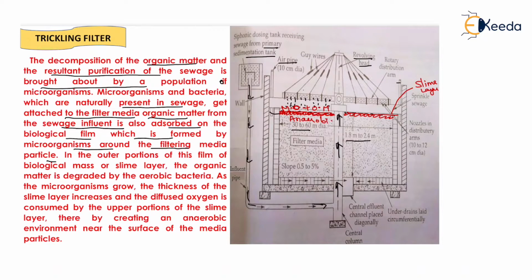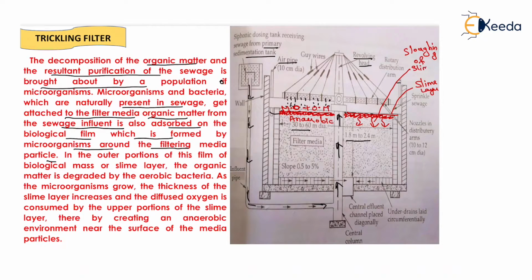Due to this anaerobic environment as well as the mass of the top layers, what will happen? The slime layer loses strength and from the bottom it will break like this, and this process of breaking of slime layer is known as sloughing of slime layer.